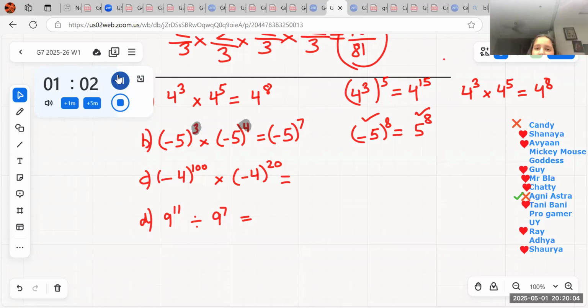So my battery is really low. Can I get my charger? Yes, beta. Which battery do you use? Sir, can I get my iPad charger? Yes, you can.